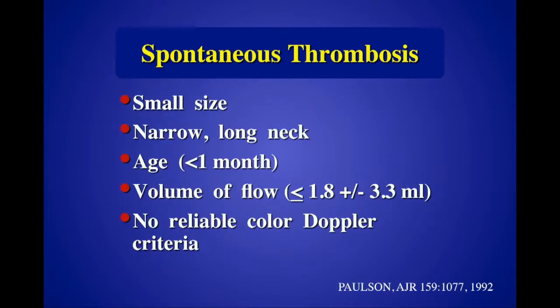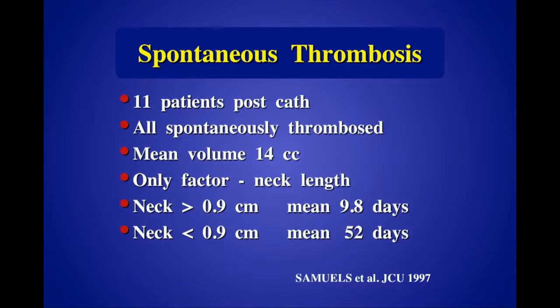Here's a study that was done by Eric Paulson years ago where he looked at several factors to see which pseudoaneurysms would spontaneously thrombose. He came up with some factors: small size, long, narrow neck, and age less than a month, but he concluded there really weren't reliable color Doppler features to determine which pseudoaneurysms will spontaneously thrombose. A similar study was also done looking at other factors, and in this study, the only factor that was felt to be reliable, according to this author, was a neck length of less than 1 centimeter.